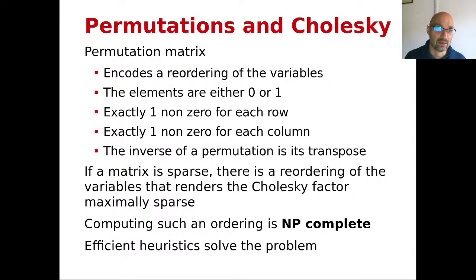A permutation matrix is characterized by having elements that are either 0 or 1, it's square, and it has exactly one non-zero for each row and exactly one non-zero for each column.